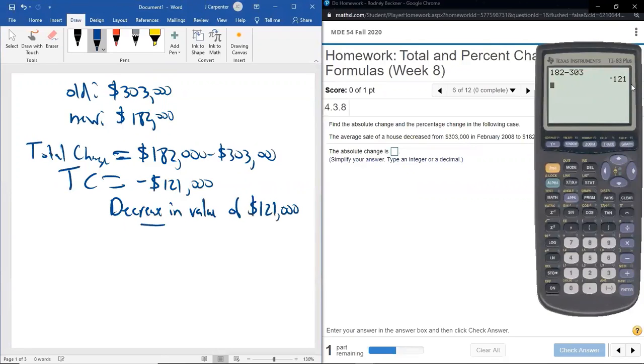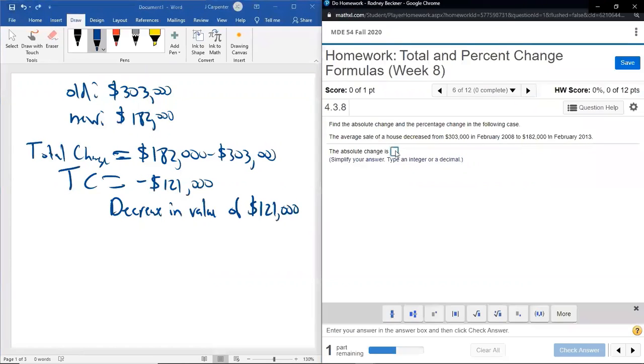$121,000. Now remember, when you use the word decrease, you do not put a negative there. The decrease implies that that action is negative. So it just depends on how they're phrasing things. So since they say the absolute change is, they do want the negative. They're not asking us to write out the decrease is this or the increase is that.